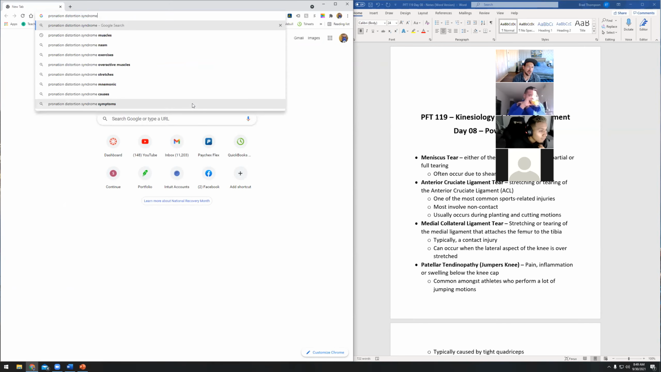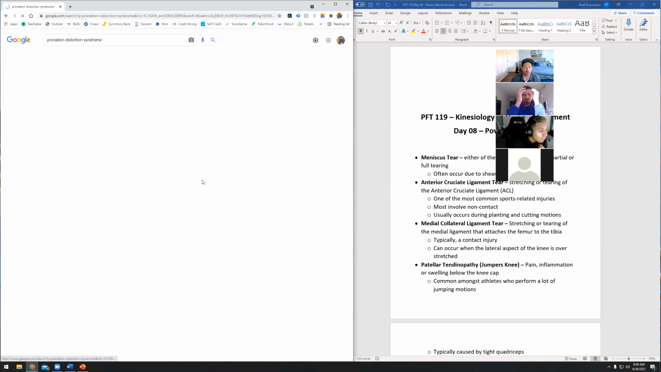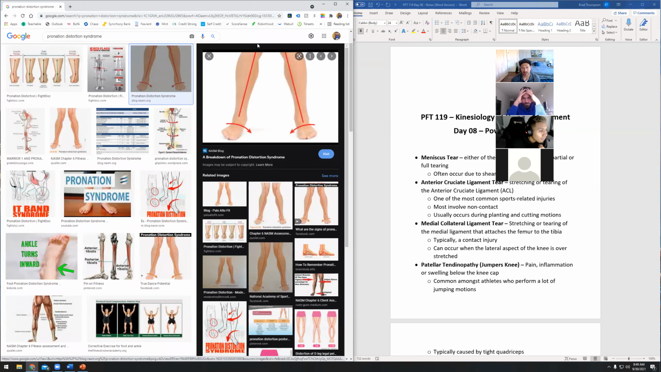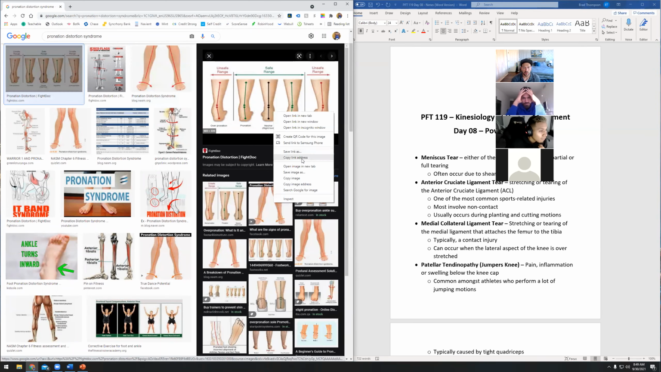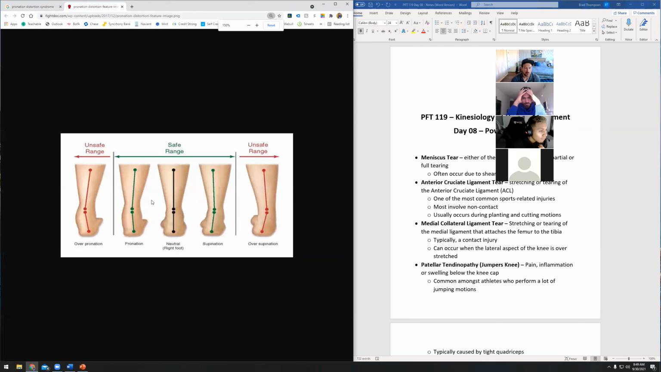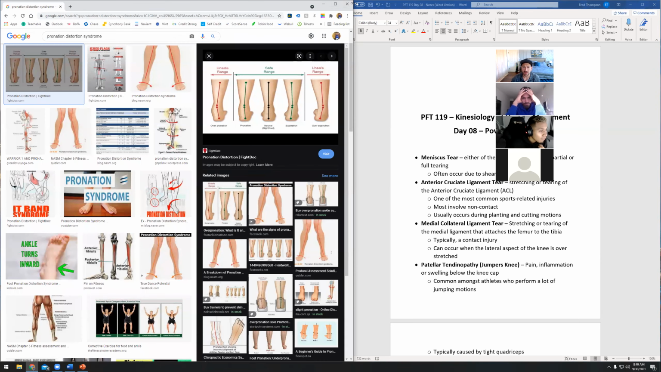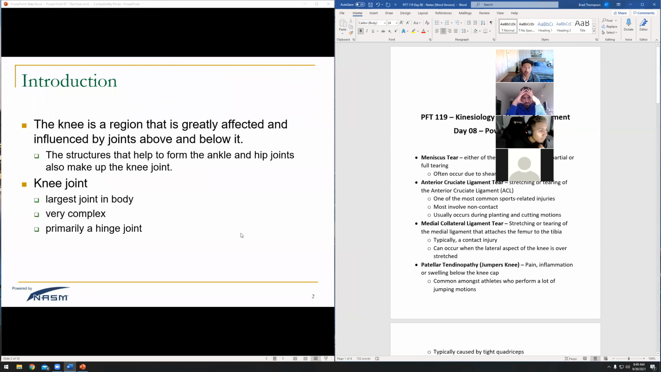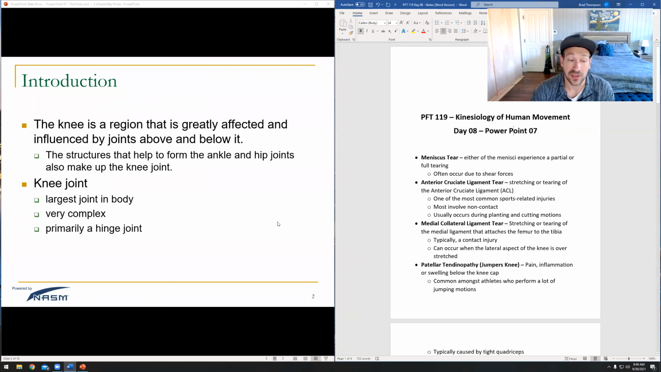Pronation distortion syndrome. When we see someone's feet falling inward, right, and collapsing, what do we see here, right? The knees are caving in, right? When we see that overpronation of the ankle, that causes the tibia to have to come across in the opposite direction to compensate, rather than being sort of stacked the way it's supposed to. So obviously this joint is very much going to be influenced by these other joints that are surrounding it. But your knee joint is actually the biggest joint in your body, believe it or not.